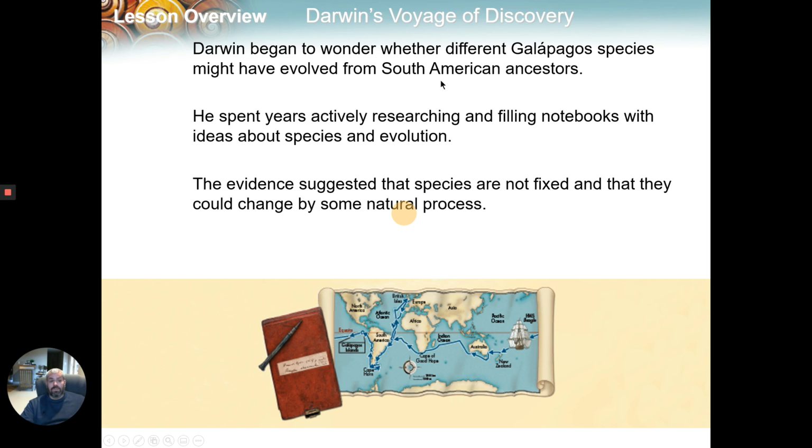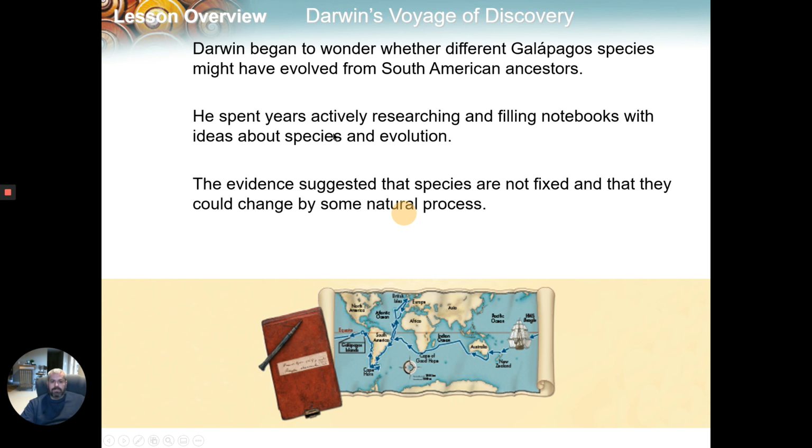Darwin began to wonder whether different Galapagos species might have evolved from South American ancestors. Now, that's interesting because the Galapagos Islands are basically right here. That's close to South America. So there is a chance that some of these species were able to get over there. Or if at one time this land was part of South America, they were already there and then it broke off. So regardless, birds could fly there anyway.